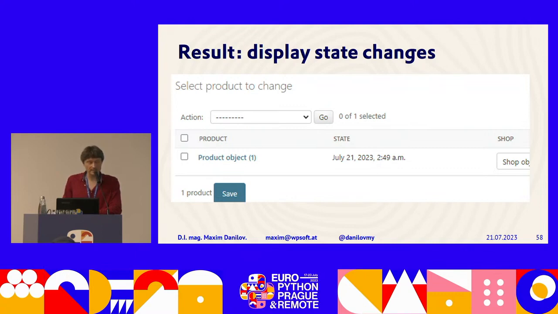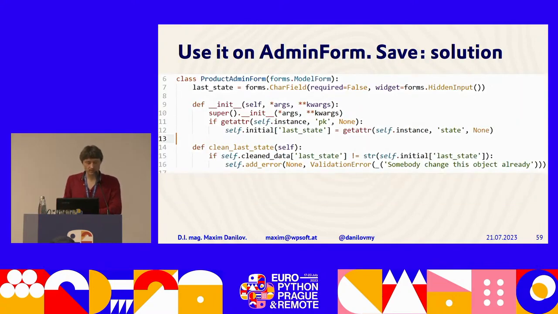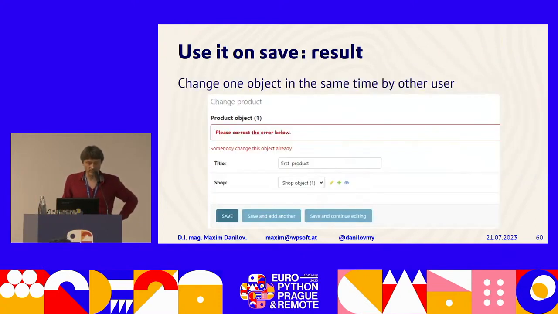And we can use state changes for form save. How? Simply, I use this timestamp like a versioning, and on save, I check the last stamp, like a version number. It works.